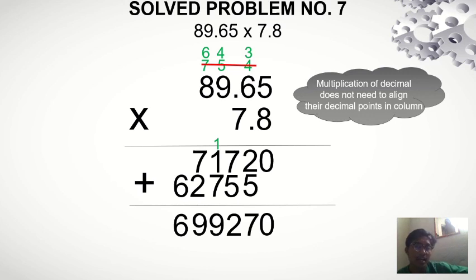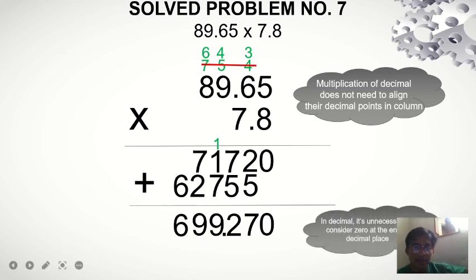Saan kaya natin lalagay ang ating decimal point? Ngayon, check muna natin. Ito is sa dalawa. Ito isa. Ilan lahat ang decimal points supposed to be? 3. Meron tayong dapat na 3 na place. Ngayon, dito natin siya nilagay. Kasi, ayun o, 3. 1, 2, 3.